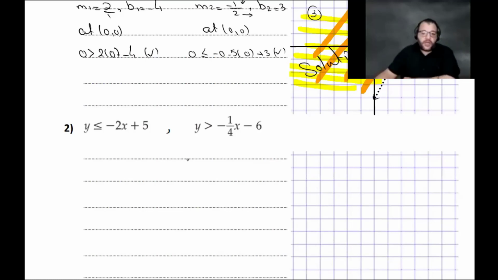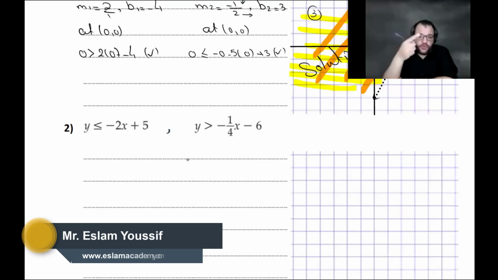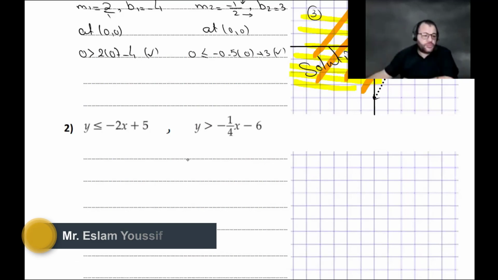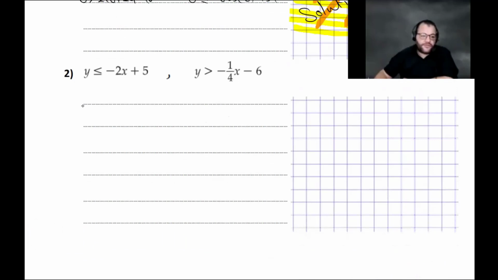The common shaded part, not the shaded part, because you can find more than one shaded part. Yes. Okay. Common. So for number 2, how can we graph it?